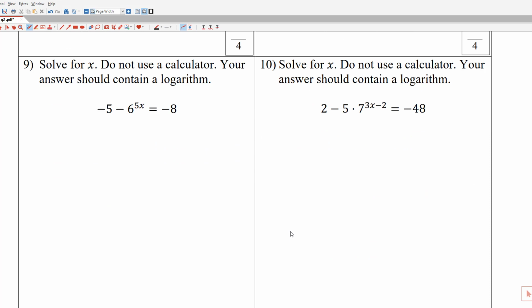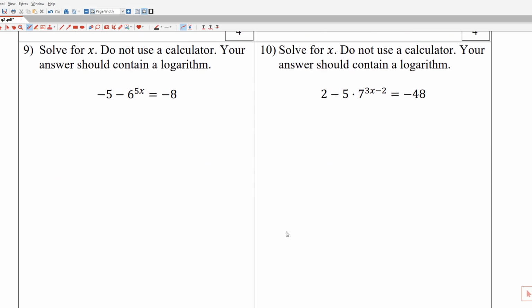Number 9, just adding on more steps, and then 10 has a ton of steps. Again, try to isolate everything. Try to isolate right here, and then you can take the log base 6 of both sides. So first I'm going to add that 5 to both sides. When you do that, I have negative 6 to the power of 5x is equal to, okay, I have a negative 3 here. All right, so I still have this negative to deal with because you can't take the natural log or log of anything when it's negative. Log base of anything, I should say.